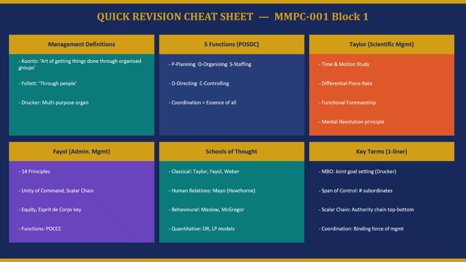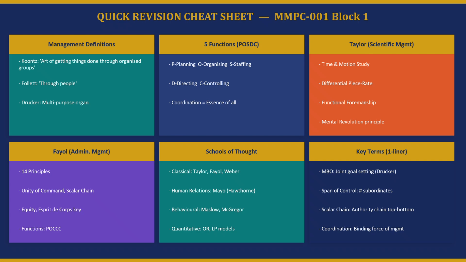Share a quick revision cheat sheet. This slide provides a quick revision summary. Key management definitions include Koontz, Follett, and Drucker. The 5 functions of management are planning, organizing, staffing, directing, and controlling, with coordination as the essence. Taylor's scientific management includes time and motion studies and the mental revolution principle.